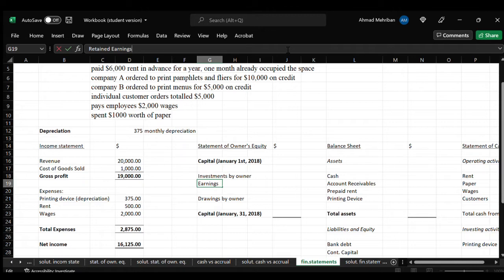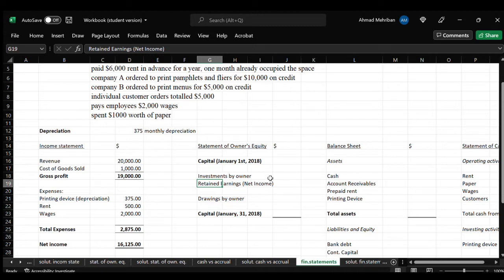And if you remember, earnings is also called net income. So net income, in corporations they call it retained earnings, in small companies they call it net income. Either way, it's the same thing. It's basically an earning that they have left at the end.